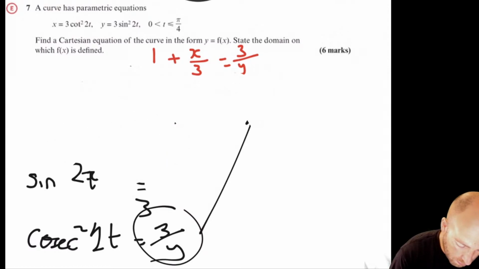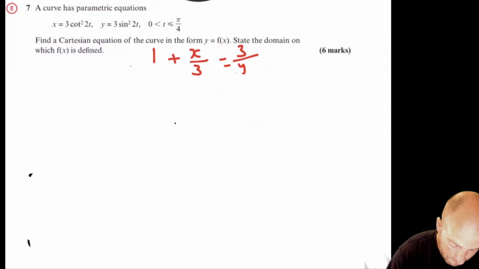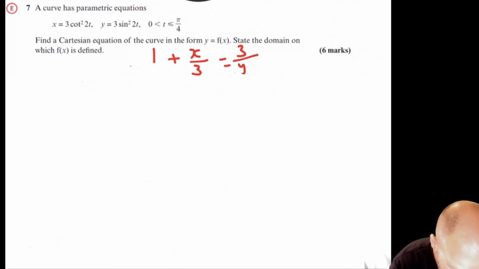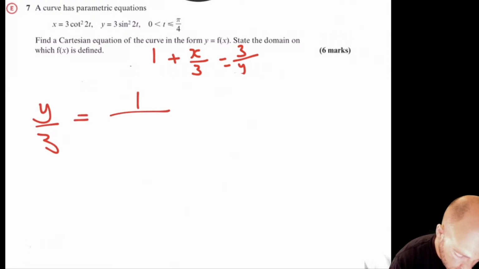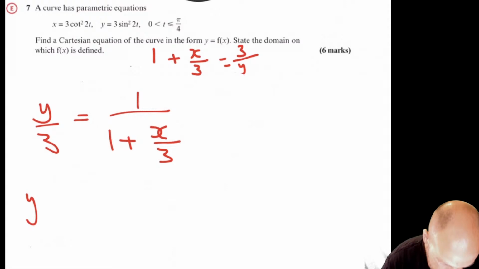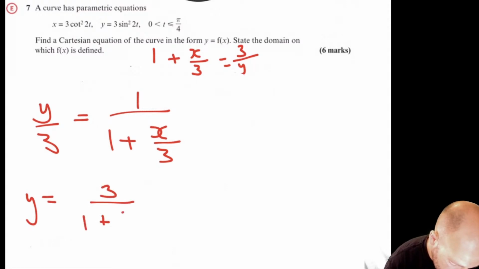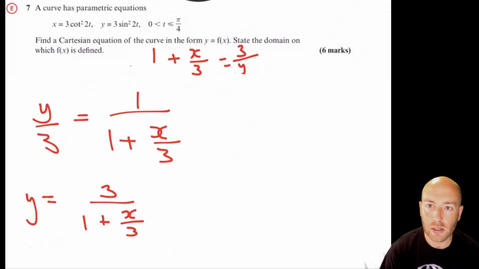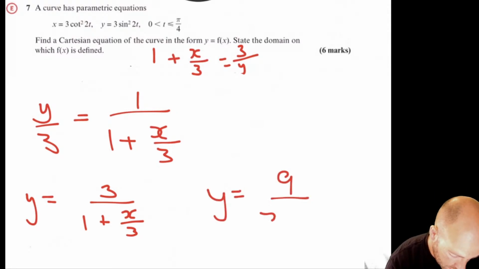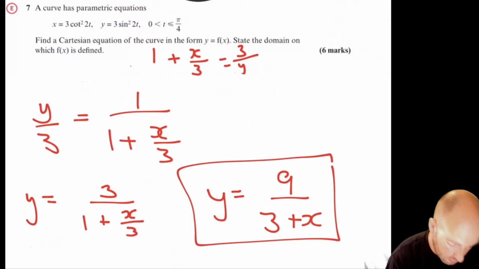So, with that, I'm going to rearrange to get y on its own. So I need to basically flip both sides. So I'm going to get y over 3 equals 1 over 1 plus x over 3. And then I can times both sides by 3 to get y equals 3 over 1 plus x over 3. And we can leave it like that, or I can times the top and the bottom of the fraction by 3 to get y equals 9 over 3 plus x. Might be a nicer way of writing things.